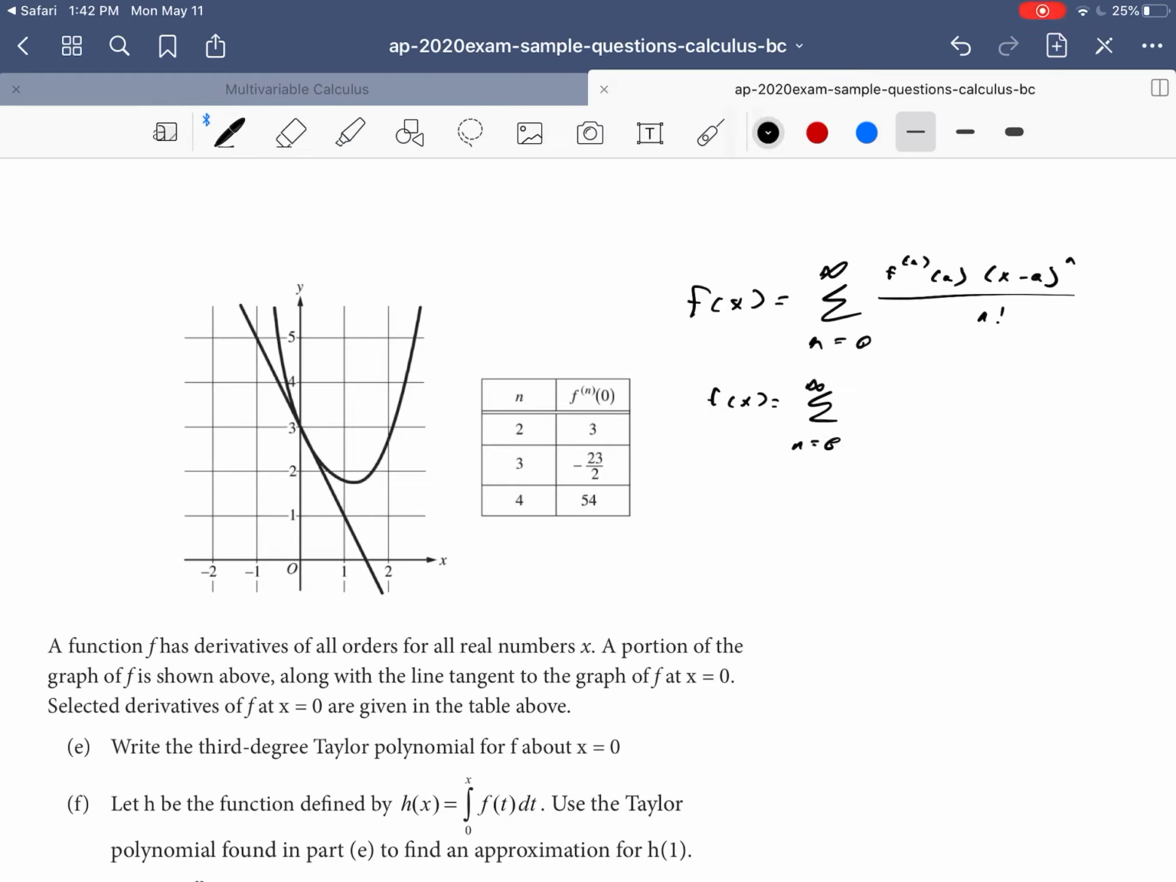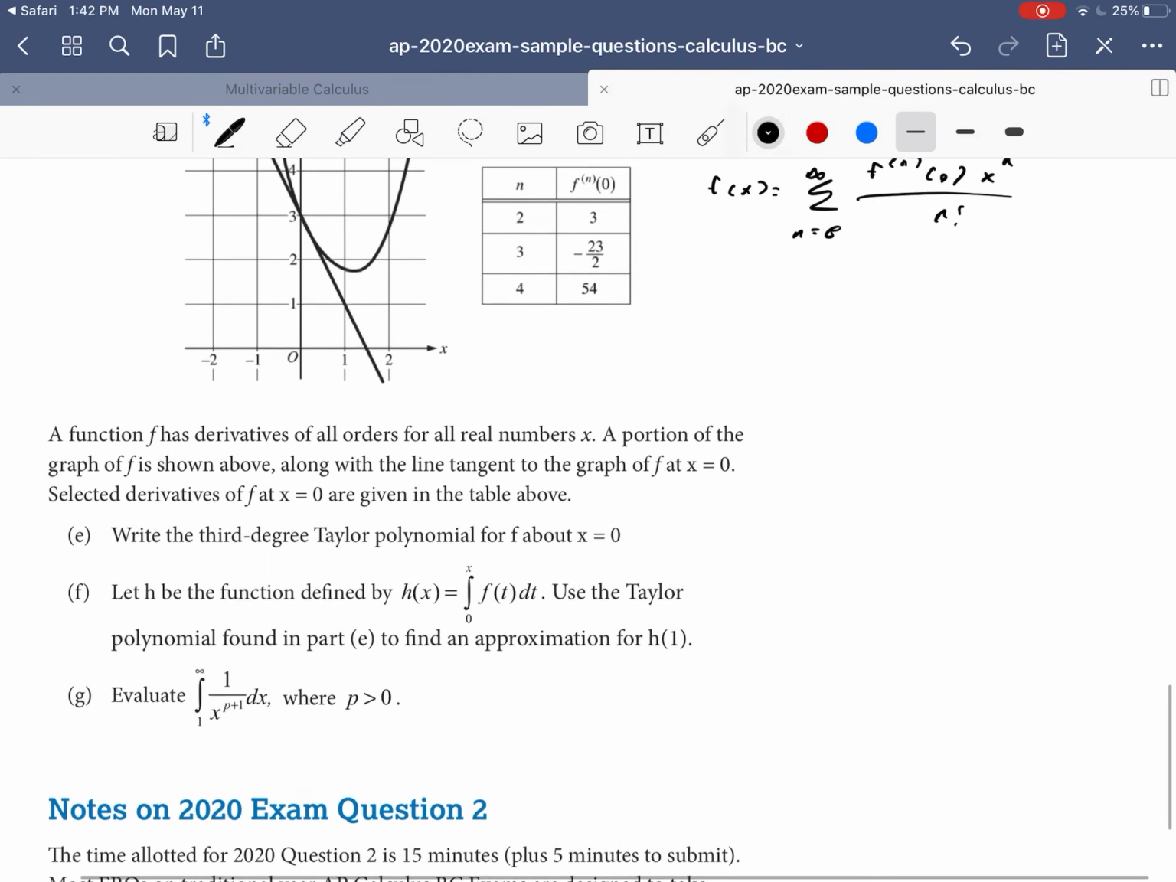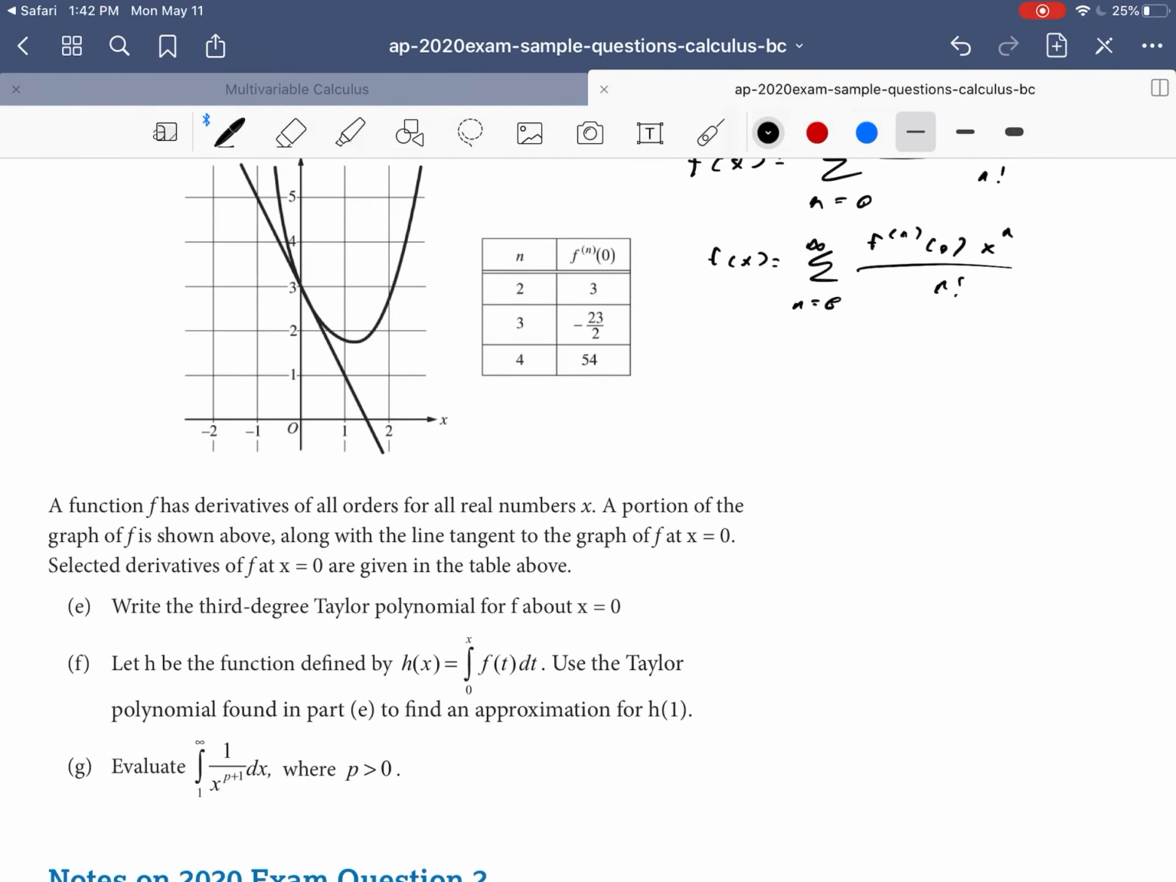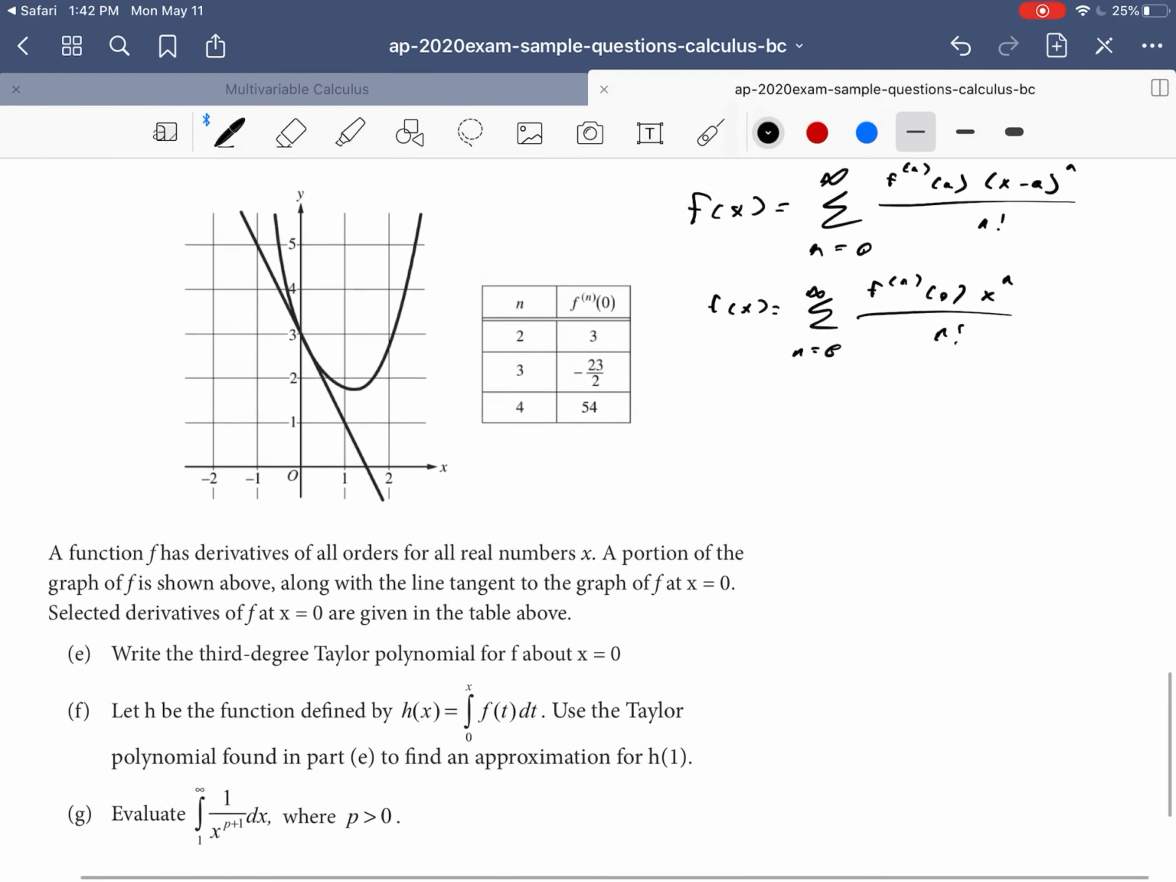Anyway, so here we have a equals 0, so this formula just reduces to f of x is the sum, n equals 0 to infinity, of the nth derivative of f evaluated at 0 times x to the n, all over n factorial.